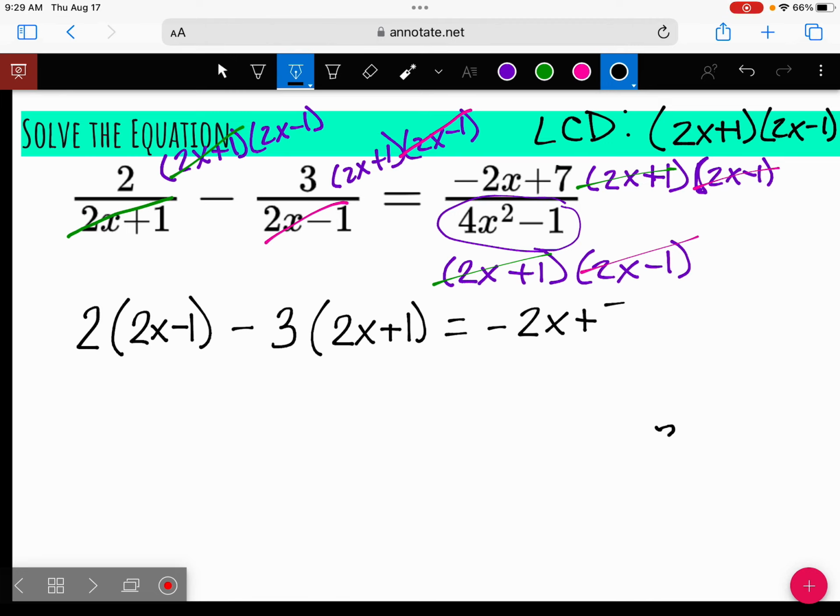There's a few different paths you can take to wind up at this statement. As long as you wound up here, you're fine. Because you can multiply this by 2x minus 1 over 2x minus 1, and you can multiply this one by 2x plus 1 over 2x plus 1. You should still wind up here. So there's a few different ways you can get there, but you should wind up here. Questions on how we got there?